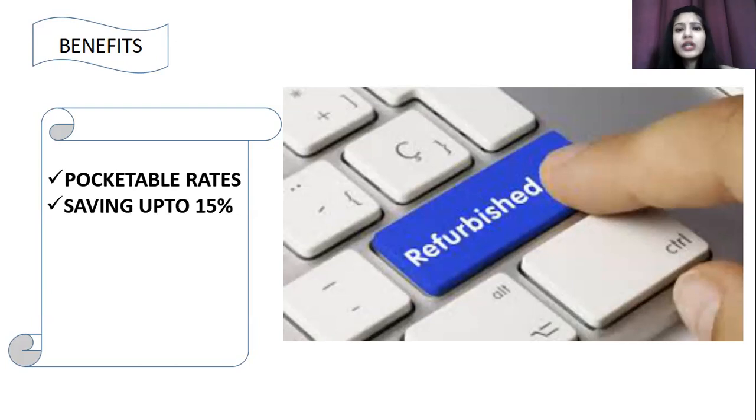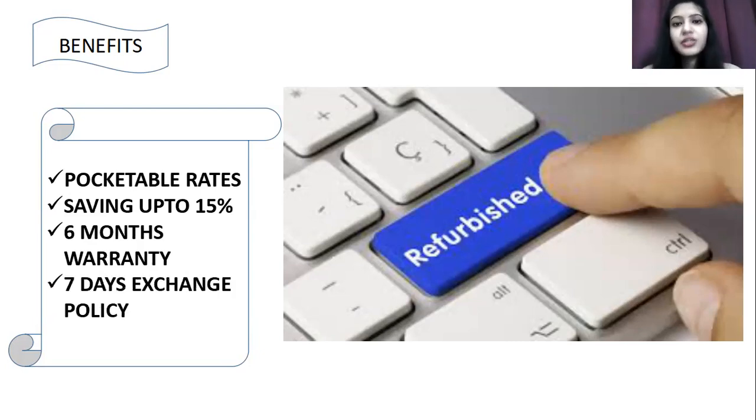When we talk about the warranty period, do refurbished products offer you a warranty? Yes, refurbished products offer you a 6 month warranty, along with a 7-day exchange policy also. These are the two additional benefits of having a refurbished product. Usually, when we buy a pre-owned gadget, we don't get these, but with the refurbished category, you get a 6 month warranty and a 7-day exchange policy. So these are the benefits included in the refurbished category.